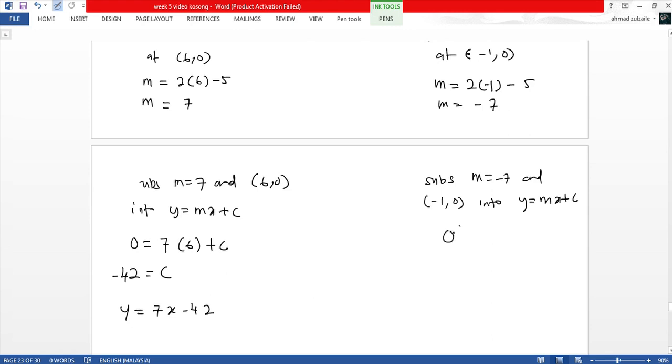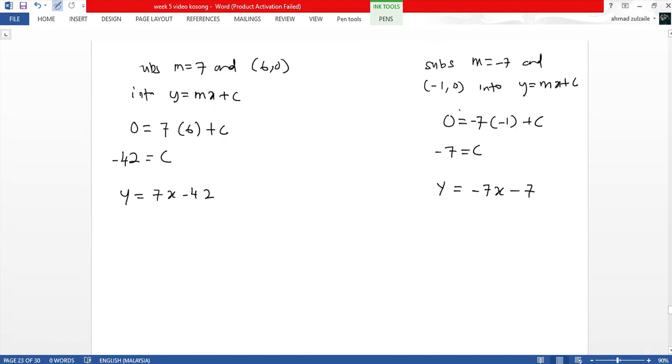Over here 0 equal to negative 7 times negative 1 plus c. So you dapat c equal to negative 7. So the second equation of tangent is negative 7x minus 7. Apa nak buat dengan dua ni? Equate lah. So katalah ni T1, this is T2, this is tangent number 1, this is tangent number 2. So equate dua-dua ni. T1 equal to T2.